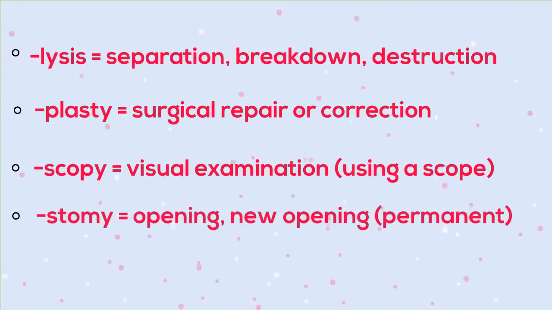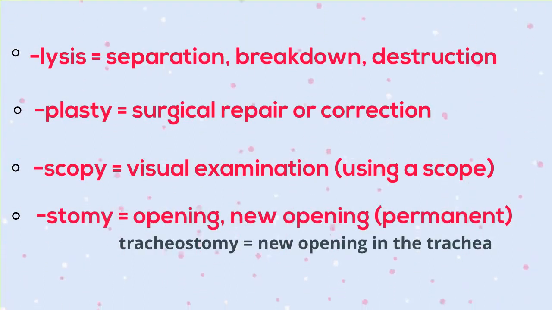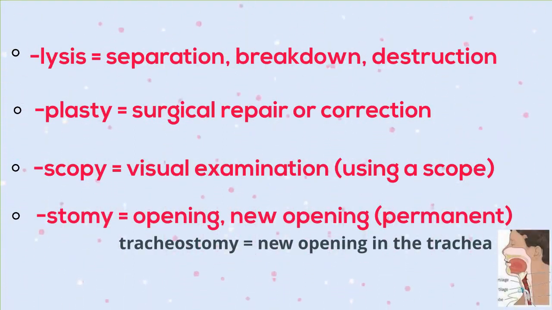Stomy is an opening, a new opening. It can be permanent or semi-permanent. It's an opening that's going to stay for a while. Tracheostomy is a new opening in the trachea.